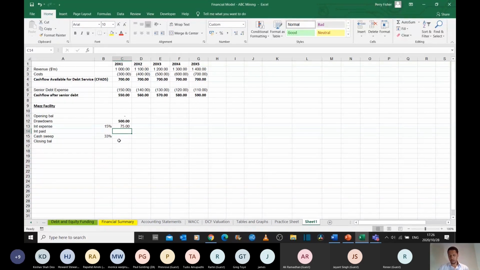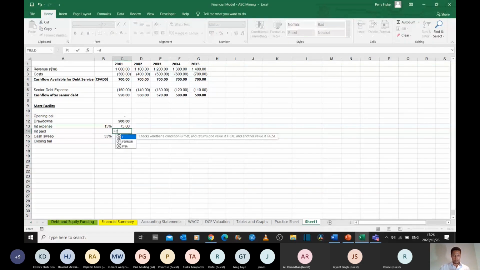Now, this mezzanine facility has got no default rights, so we'll get paid if there's money. Basically, that's the situation here. So how do we model that? We can put an if statement here, and we can say that if there's cash after senior debt, in other words, if this is a positive balance, we want to get paid the smaller of whatever interest is owed to us and what you have to pay. So the interest that is owed to us in this year is $75 million. But if you only have 20, we'll take the 20, okay?